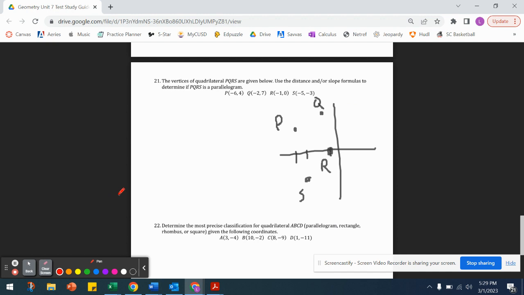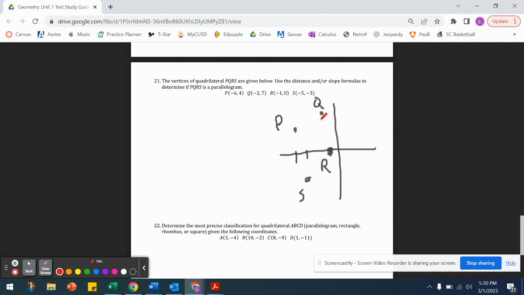Okay, time for our favorite problems, the last two. It wants to know, is this a parallelogram? So we could do this a couple different ways. It says we could use distance and/or slope. I like the slope formula, but it doesn't really matter. I can also find the distance of the opposite sides.